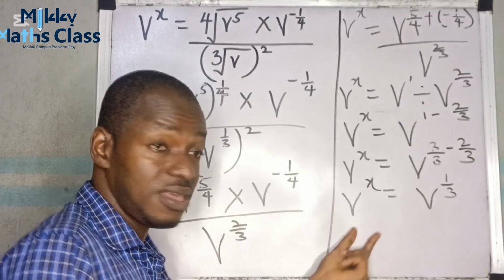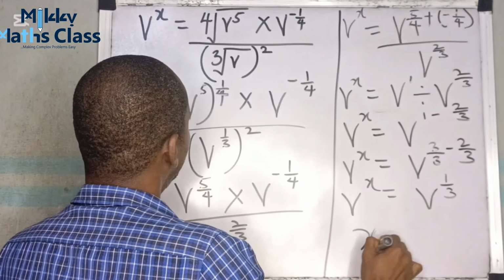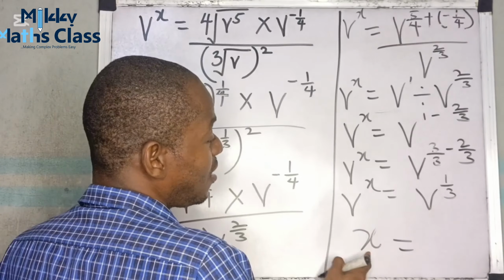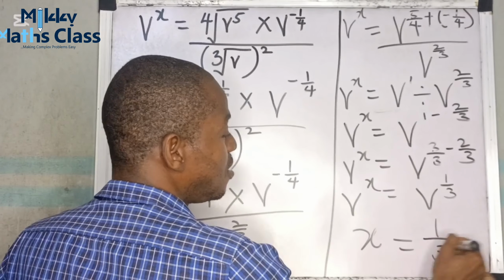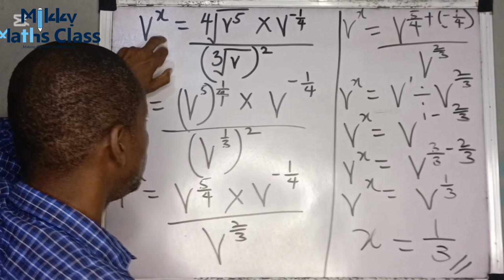Now equating the base, this V will cancel out. So our X is equal to, sorry, we have to find X, not V. Our X is equal to 1 over 3. So the value of X here is 1 over 3.